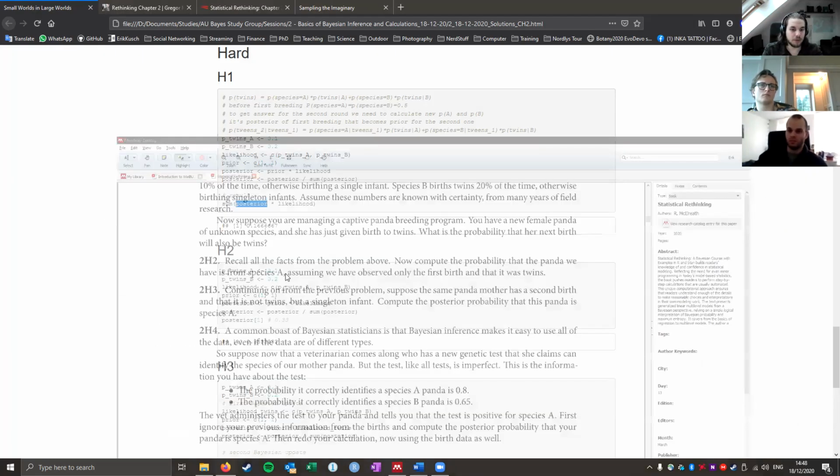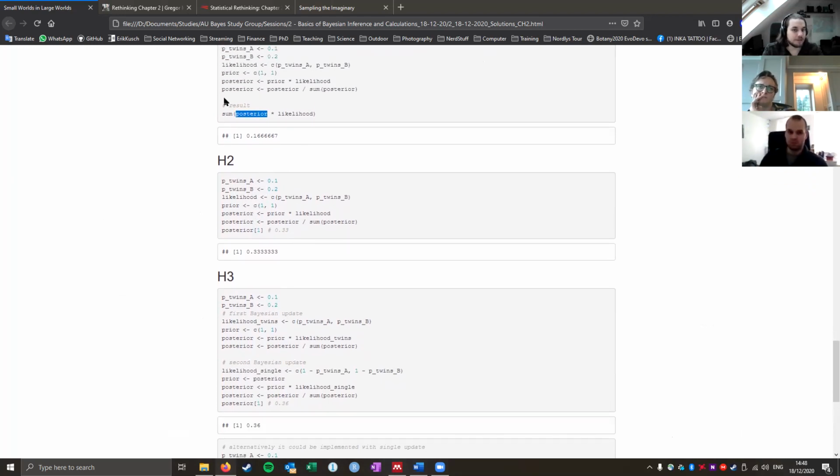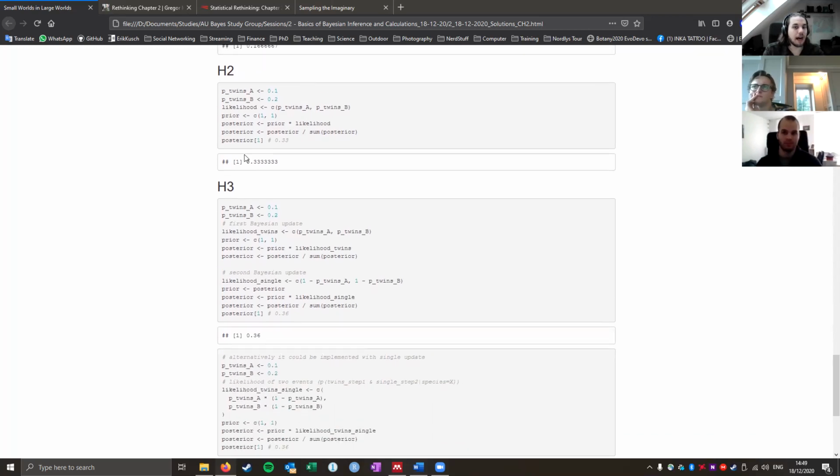So for that, going back to the HTML, we'll use the same lines of code here again, but instead of doing that last bit here, where I sum the posterior times the original likelihood to get to the chances of the next birth being twins, I just look at the posterior right away. And I look at the first value of the posterior because that's the one that corresponds with the likelihood of belonging to species A. Make sense?